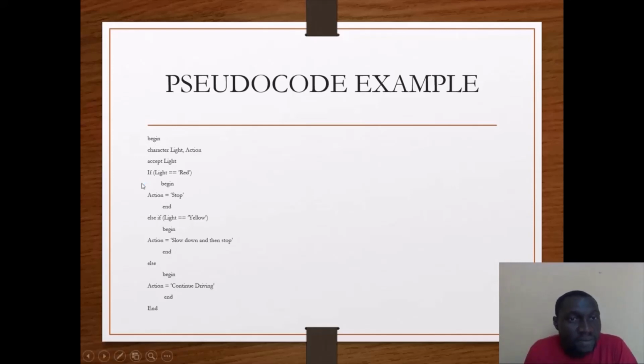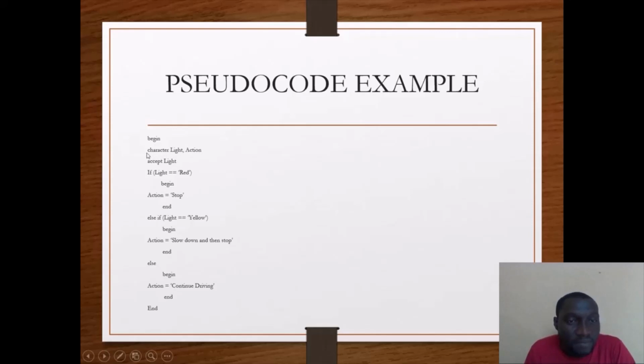Begin. Now, after you begin, you need to declare your variables. And in this case, what are the variables here? The variables that we are going to look at are the color of the light. It's a variable. A variable is any thing, any character that will change. And the action is also a variable because your actions will change based on the color of the light. So these are the two variables.